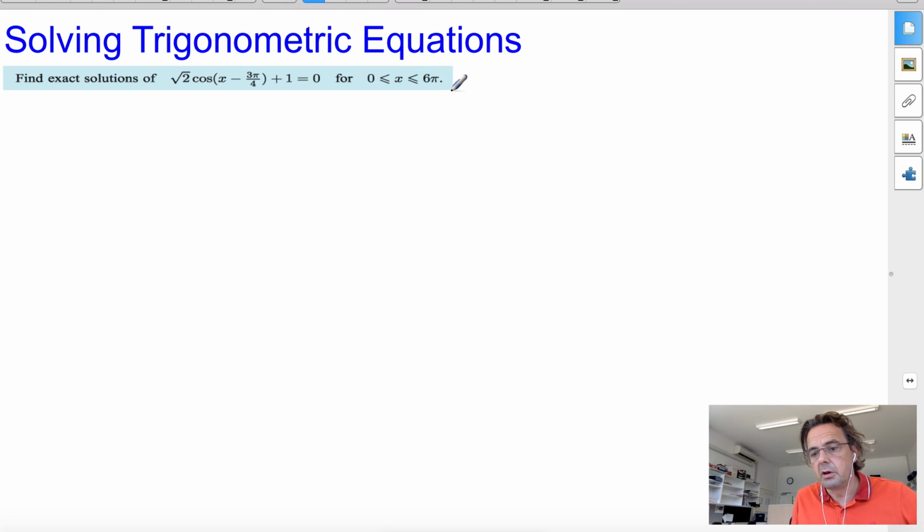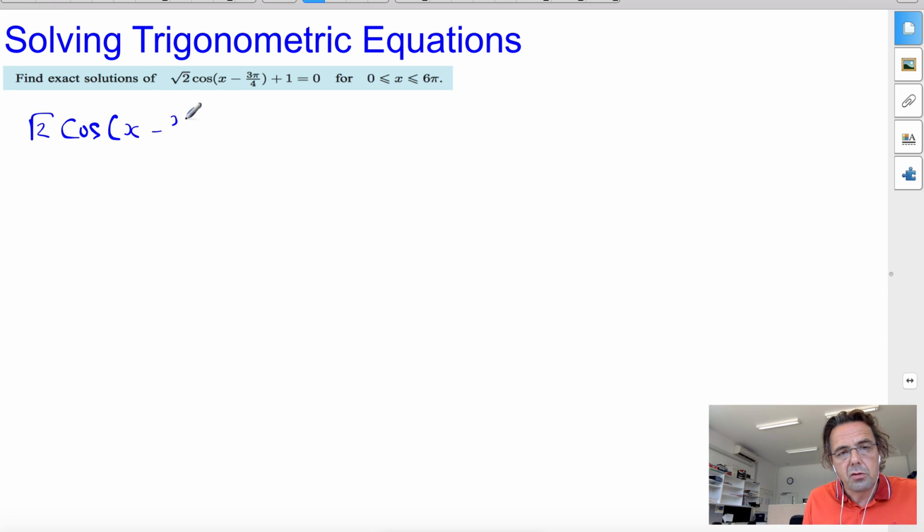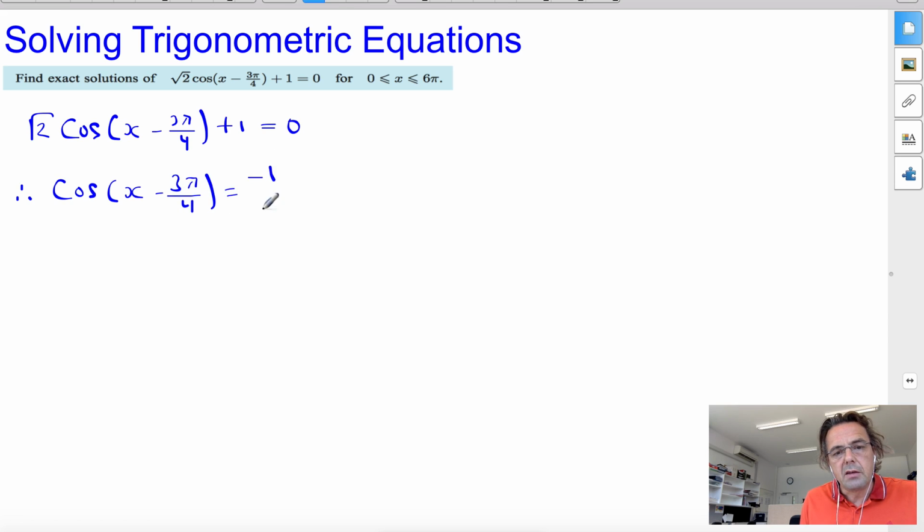I'm not going to do it with technology, because you should know how to do that now. Let's write it up. The root of 2 times the cosine of x take 3 pi over 4, add 1, needs to be 0 in the domain 0 to 6 pi. Unpack for cosine of the angle. So the plus 1 goes to the other side as a negative 1, and we're going to divide by root 2 as well. So we get the cosine of x take 3 pi over 4 is negative 1 over root 2.